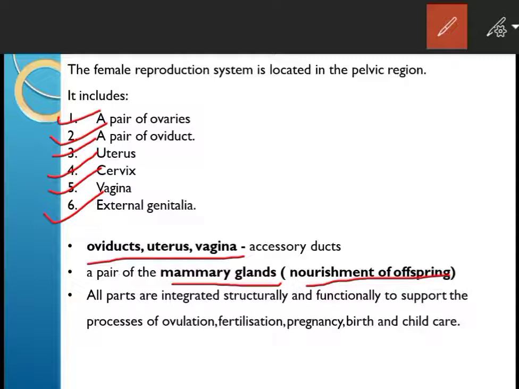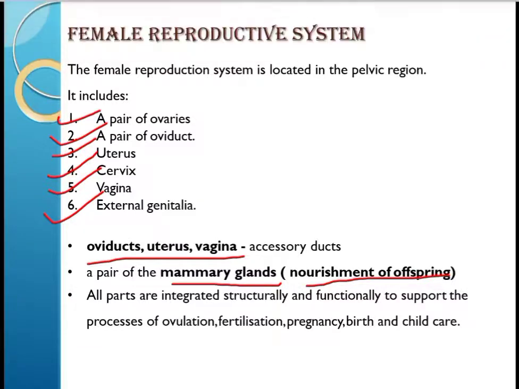All the parts are integrated structurally and functionally to support the process of ovulation, that means formation and release of ovum, then fertilization, that means fusion of male and female gamete, pregnancy, birth, and childcare.